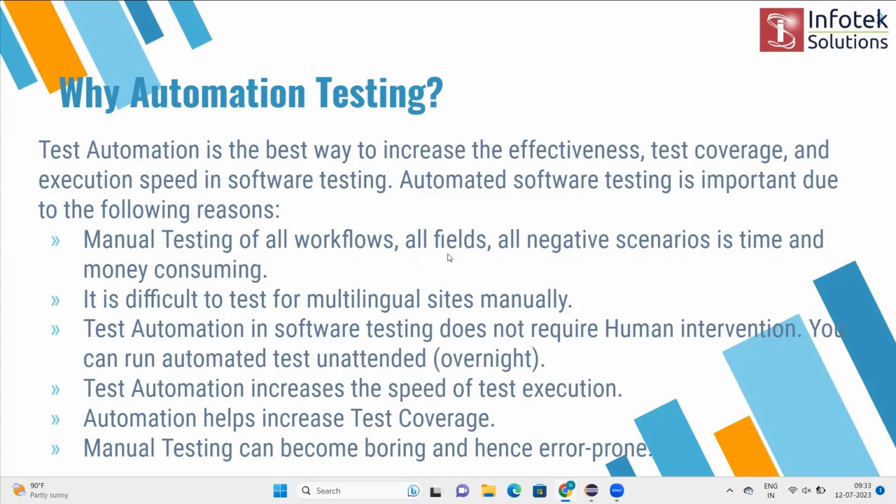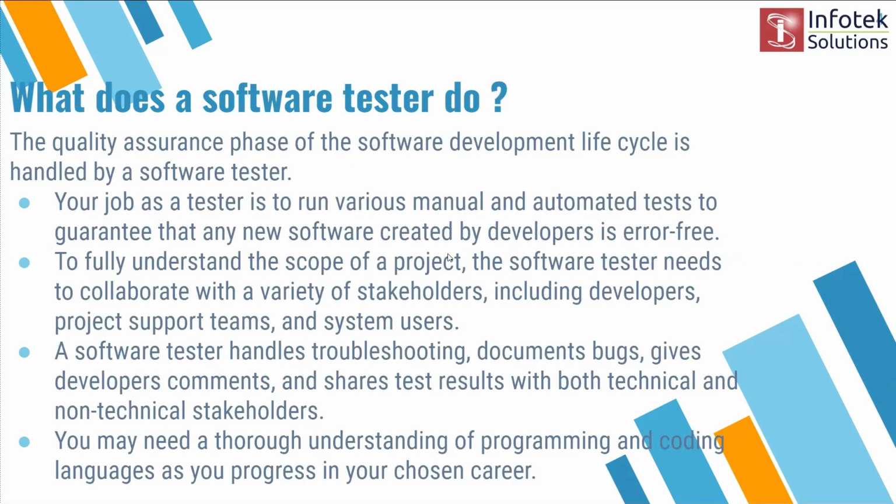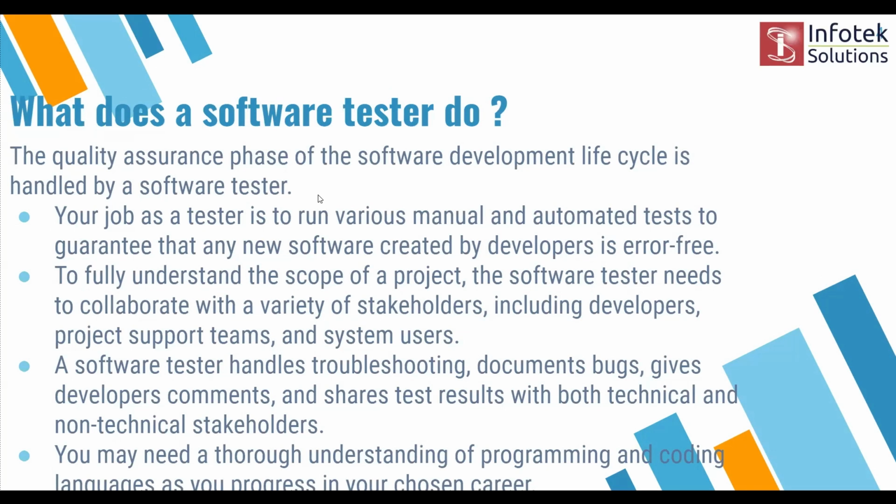Now, what does a software tester do? The job of a software tester is to run various manual and automated tests to guarantee that any new software created by developers is error-free. To fully understand the scope of the project, the software tester needs to collaborate with a variety of stakeholders, including developers, project support teams, and system users. So this is the job that we are going to do.